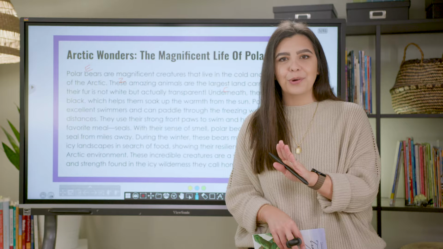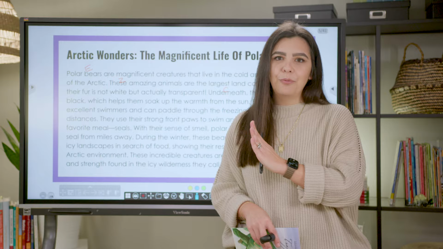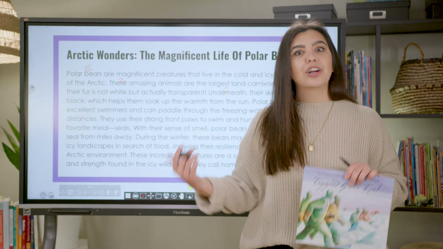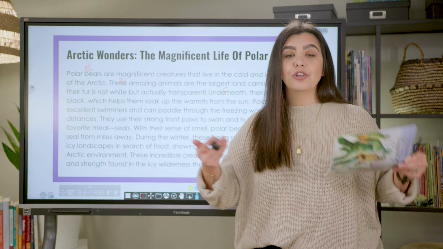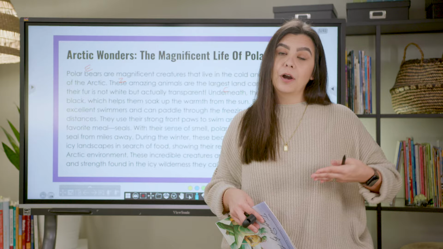I'm going to be very intentional with where I have my students seated at the meeting area, and I would give them a text and they're going to partner read. During this partner read, it's going to be one sentence for each person, so you're going to teeter-totter back and forth, and that's fine. Or if you have two pages, maybe one partner reads one side, the other partner reads the other side.